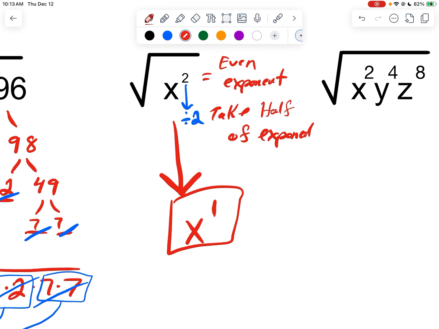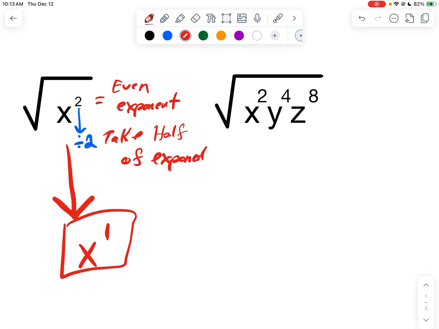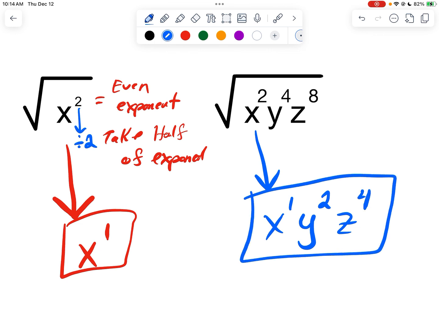Variables are typically easier because, once again, you're just basically taking half of the exponent away, okay? So if we take a look at the next one, we have the square root of x squared, y to the 4th, and z to the 8th, okay? Once again, notice that all exponents are even. So we're just going to do the same steps here. If I take half of the 2 on the x, I end up with x to the 1st. If I take half of the 4 on the y, I get y to the 2nd. If I take half of the 8 on the z, I get z to the 4th, which is my final answer. Okay? When it comes to the exponents, we basically take half of the exponent.